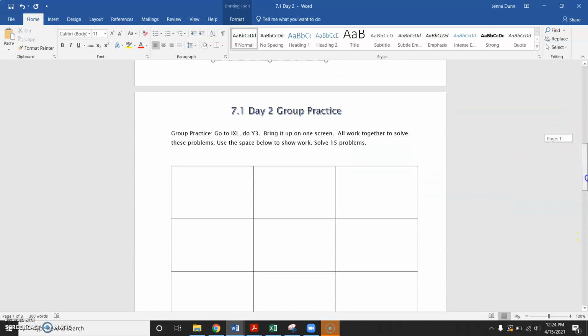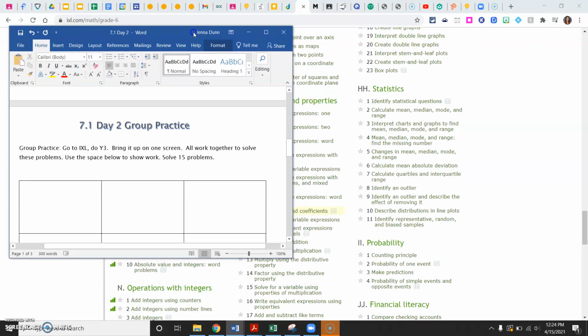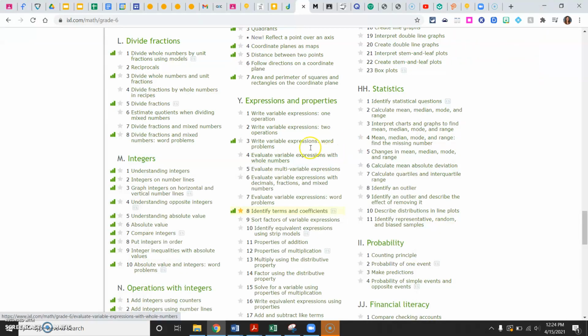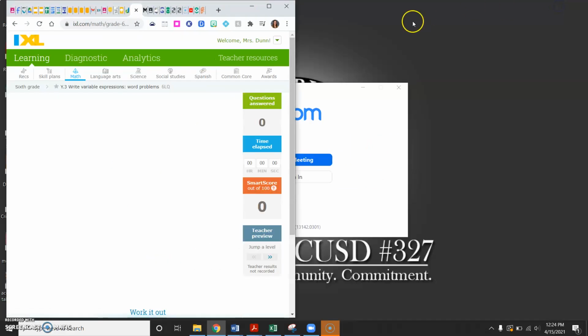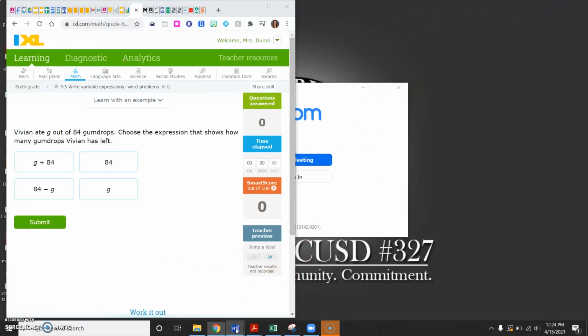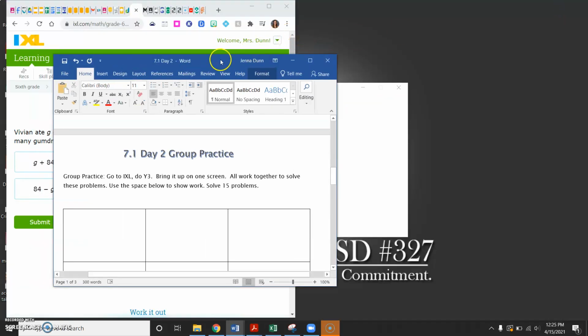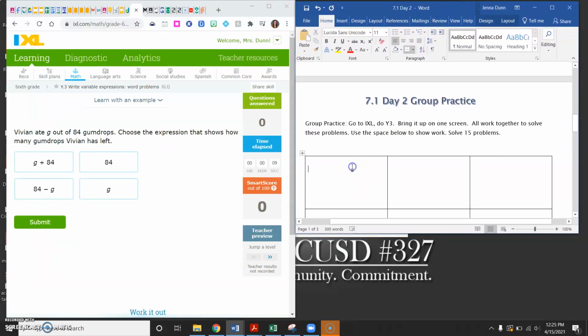I do quickly want to show you what I would expect for IXL. So I'm actually going to go double screen here. We're going to be using IXL Y3, and I'm going to split screen these so that I can show you what I expect for your work. You're going to be working with a group. One person's going to bring it up on their screen. You're all going to write it on your page.